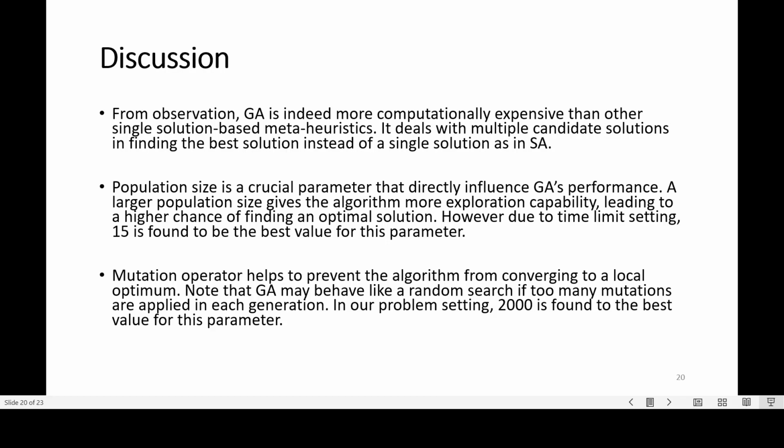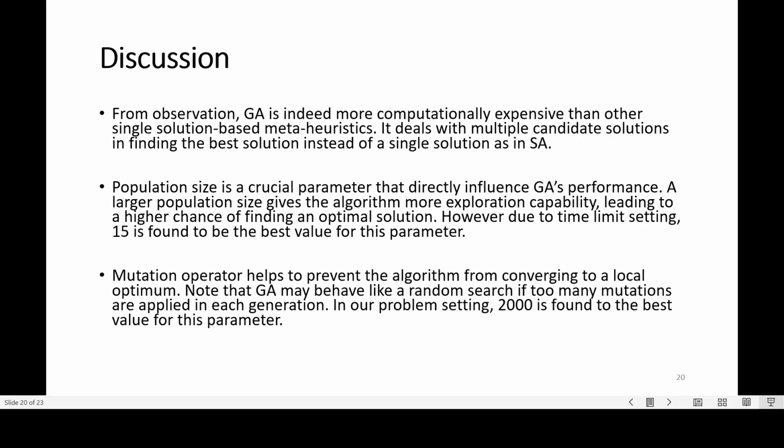Discussion. From observation, GA is indeed more computationally expensive than other single solution-based meta-heuristics. It deals with multiple candidate solutions in finding the best solution instead of a single solution as in SA. Population size is a crucial parameter that directly influences GA's performance. A larger population size gives the algorithm more exploration capability, leading to a higher chance of finding an optimal solution.